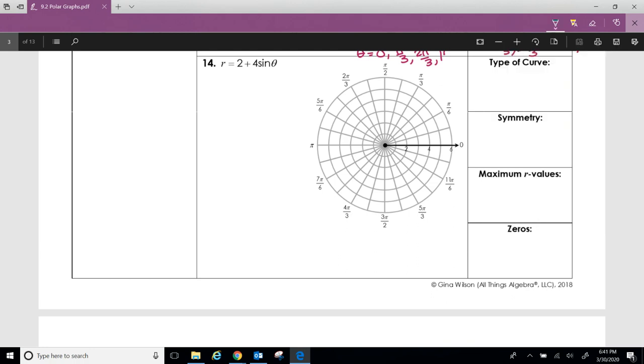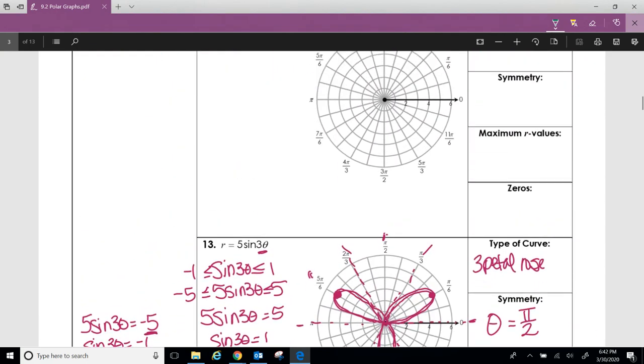Welcome back, Precalculus. We're on to number 14. I see r is equal to 2 plus 4 sine theta. Anytime I see a plus or minus, what are we thinking? We are thinking we have a limaçon. This would be 2 divided by 4, which is 1/2.